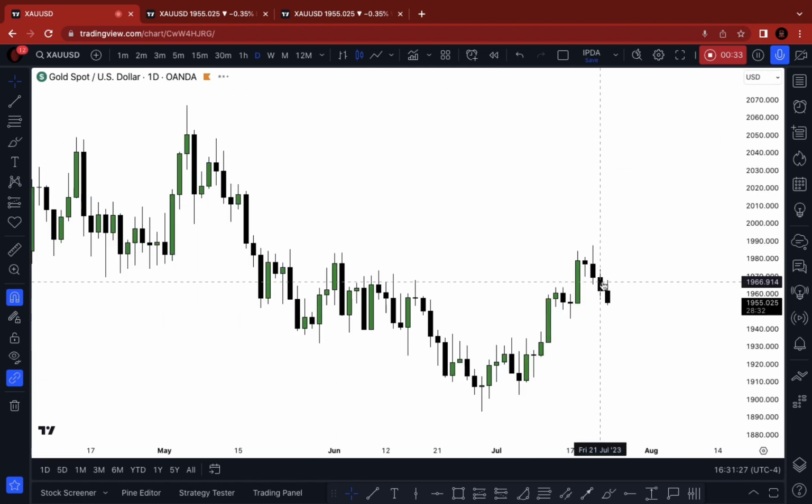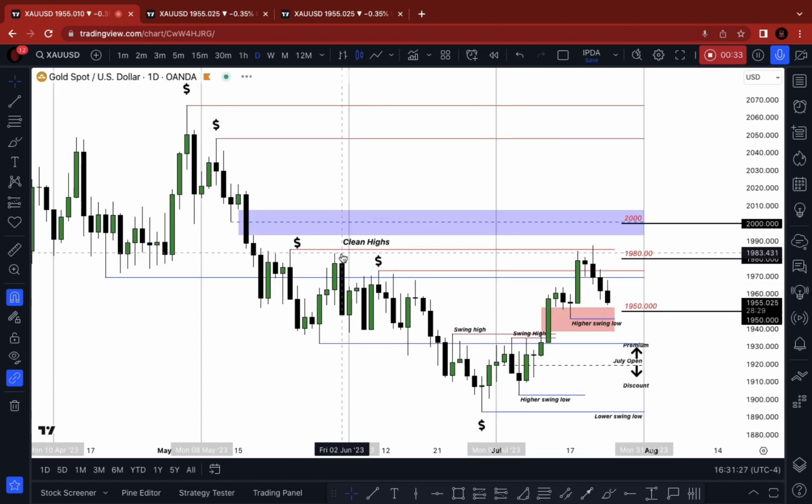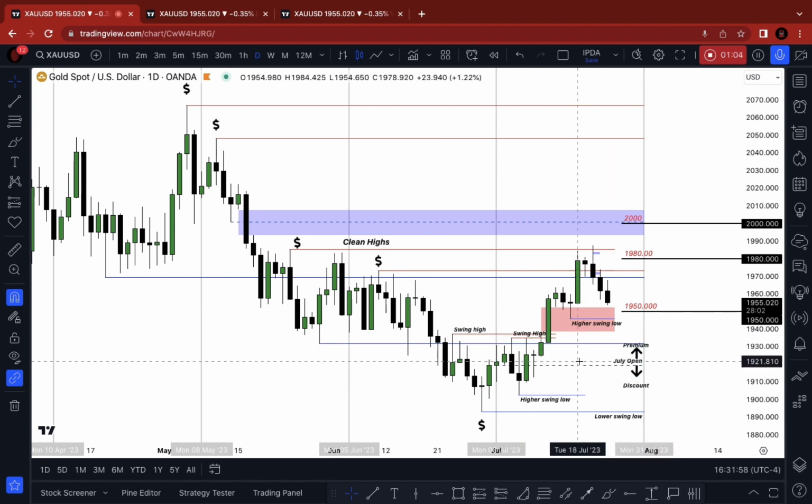So if we look at gold, ever since we got those clean highs raided, we got up to 1980, we got a breakdown and we're going lower. I think price is most likely going to target this swing low. That was according to the bullish trend being the higher swing low. I think this swing low is going to be raided in the near future. So we're going to get back down to 1950. And if price is going to finish this week bearish, it should possibly get down to 1920 and then even try to reach back down to the opening price for July as well.